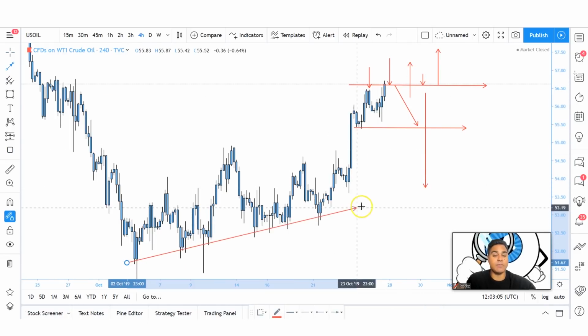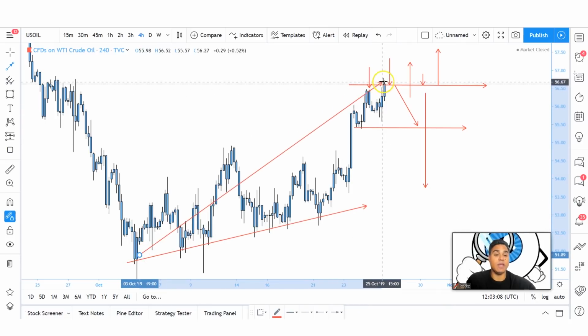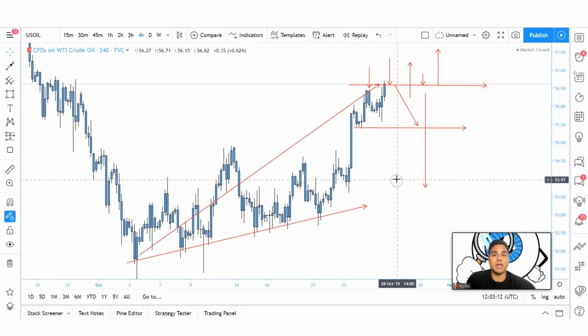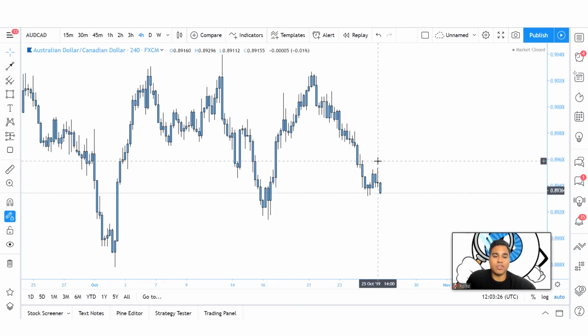Remember, it's been stepping up for some time now, and this seems to be an extended market, so we can suspect a potential reversal on this pair very, very soon. Let's see how the next 24 to 48 hours plays out with oil, but for now, this is how I'm seeing the market. The next pair that we'll take a look at is Aussie dollar CAD.